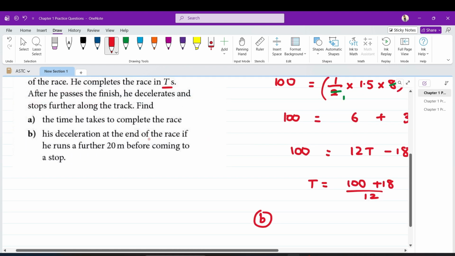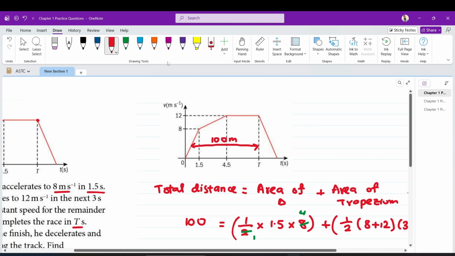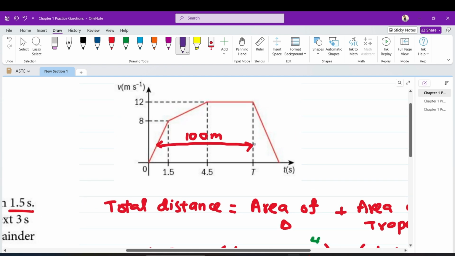Now, the second part of the question is: find his deceleration at the end of the race if he runs a further 20 meters before coming to a stop. So if I mark 20 meters over here, that is also the distance. I can calculate the area under the graph from this point to this point by applying the formula for the area of a triangle. Now, I don't know what this time is.